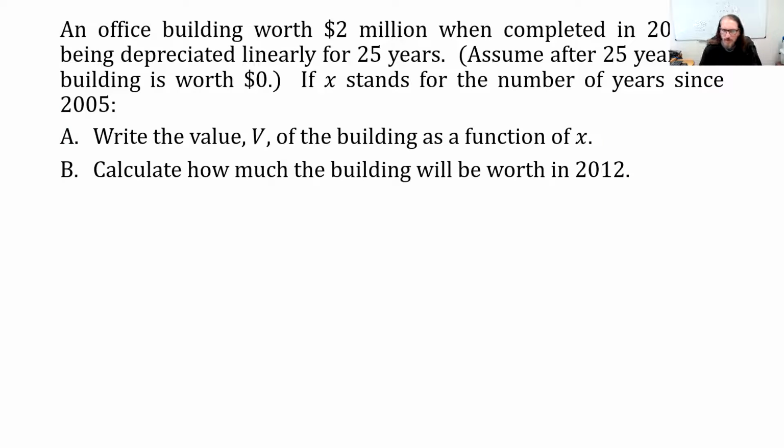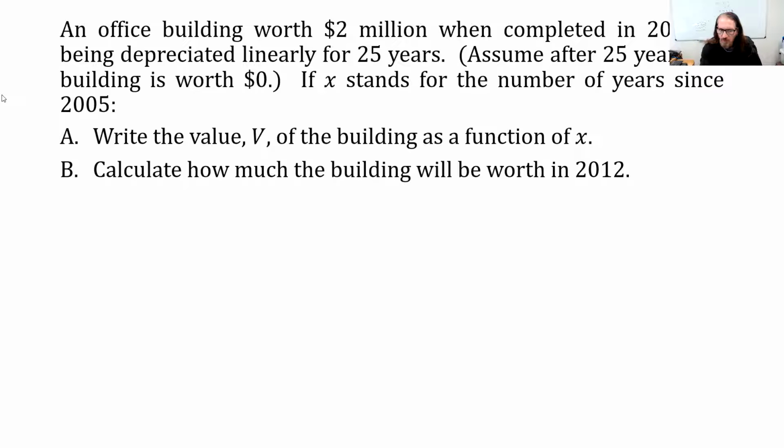In our first question, an office building worth $2 million when completed in 2005 is being depreciated linearly for 25 years. Assume after 25 years that the worth of the building will be $0. We're going to have X stand for the number of years since 2005.